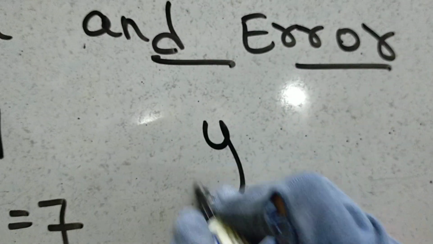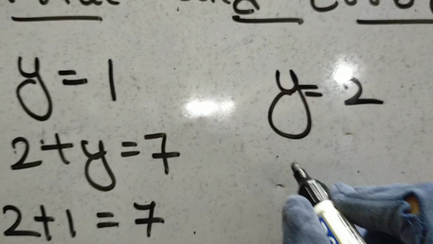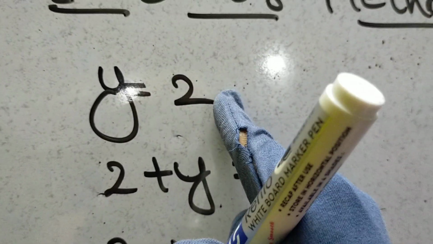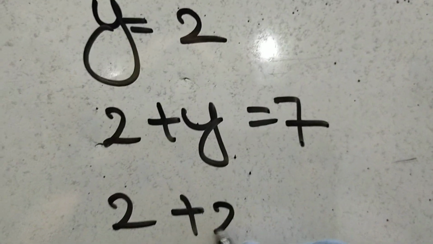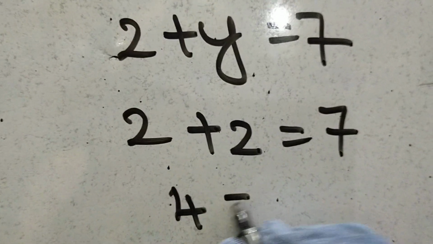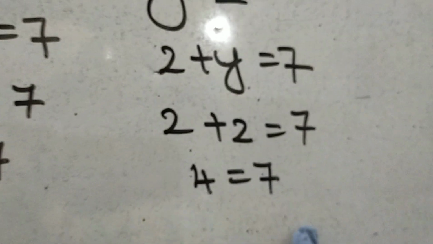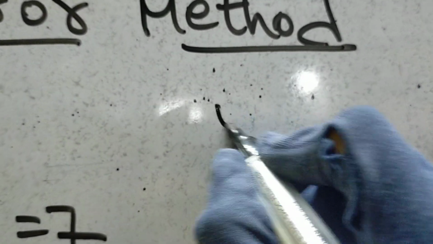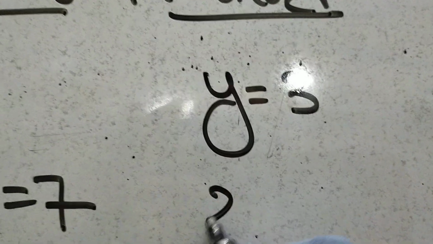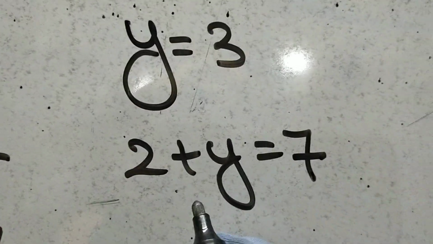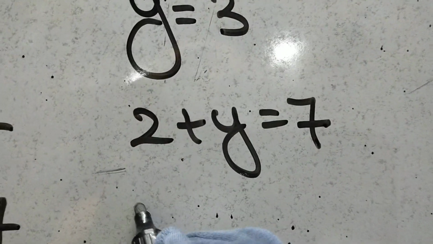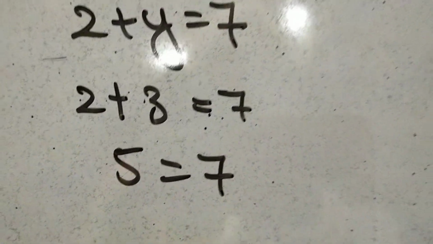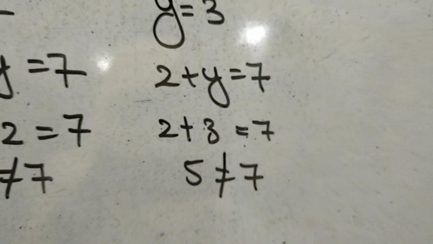So let's take y is equal to 2. Now replace in 2 plus y is equal to 7, right? So replace this y with 2. How much is it? 4 equal to 7. Is it equal? Both the values are same? No. That means here also the equation is not satisfied, not true. Then let's take y is equal to 3. We have to replace y with 3. So 2 plus 3 is equal to 7. So 5 equal to 7. Is it same? No. That means the equation is not satisfied.